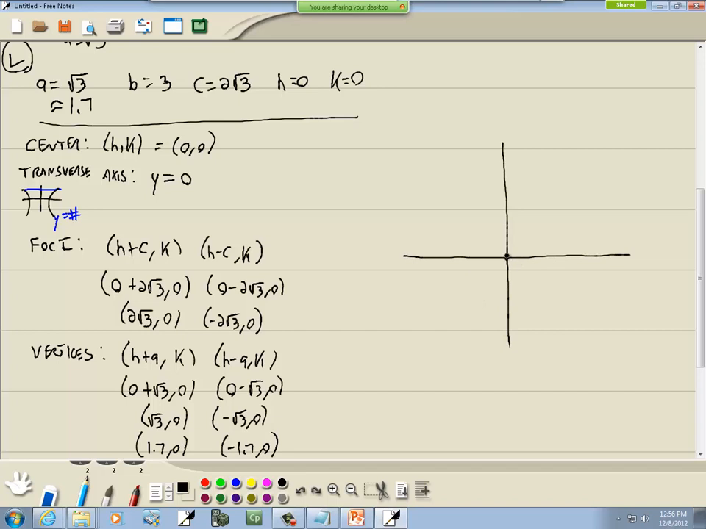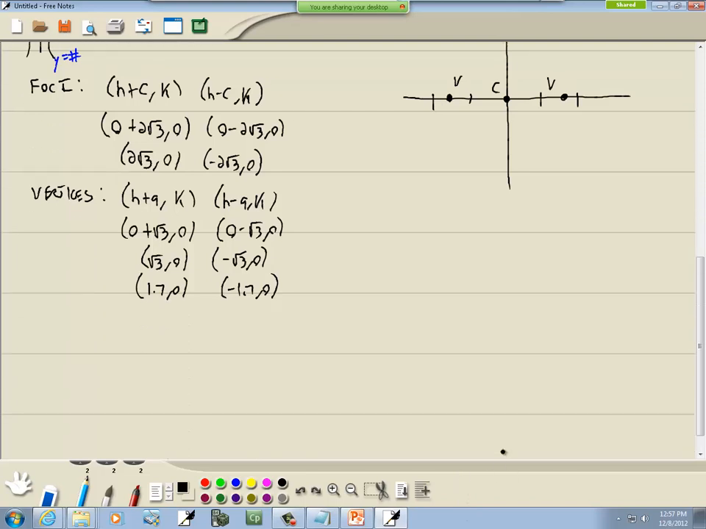Center is at 0, 0, right here. And our vertices are 1.70, maybe right there. And negative 1.7, maybe right there. Those are our two vertices. Okay, let's find our asymptotes.